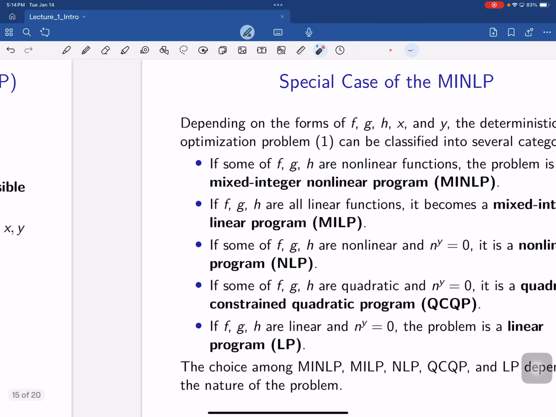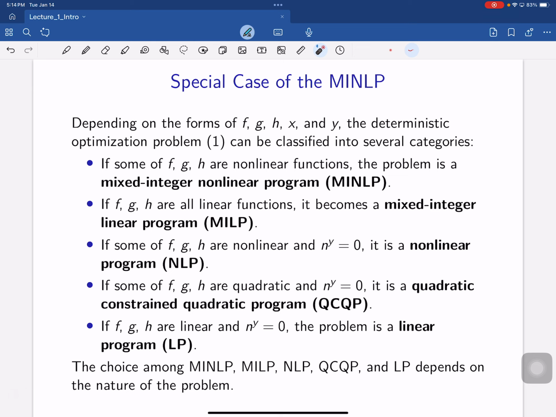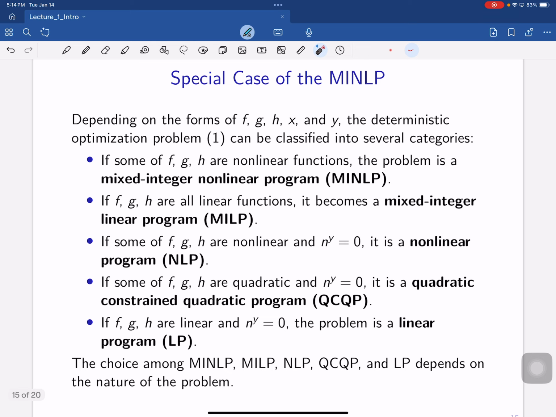So next, we will give you a roadmap on what we will cover in this semester. As I said, the most complicated problem we will cover is the mixed integer nonlinear program. But if you make some simplification to the mixed integer nonlinear program, there are other subset classes of problems which require a special treatment compared to a general mixed integer nonlinear program. Of course, if all these f, g, and h are nonlinear functions, then we have an MINLP. But if f, g, and h are all linear functions, then the problem is reduced to what we call a mixed integer linear program. This is perhaps the most commonly seen problem in the literature, and also in practice. Most applications you find in the real world are mixed integer linear programs.